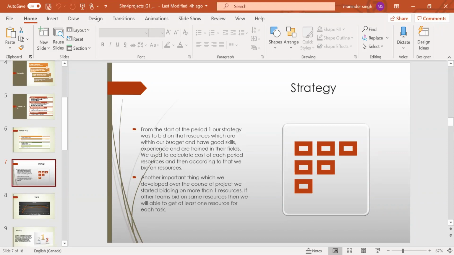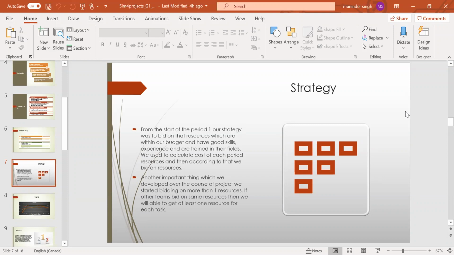Now I will discuss the strategies that we applied during this project. Firstly, at the start of period one, our strategy was to bid on the resources which were in our budget and who had good skills and experience. We wanted to hire our resources within our budget, and we calculated the cost of each period's resources and bid accordingly, so that we would not go over the budget.